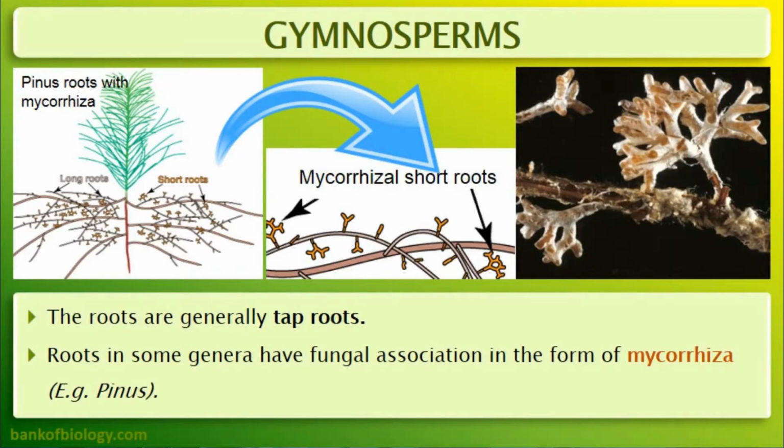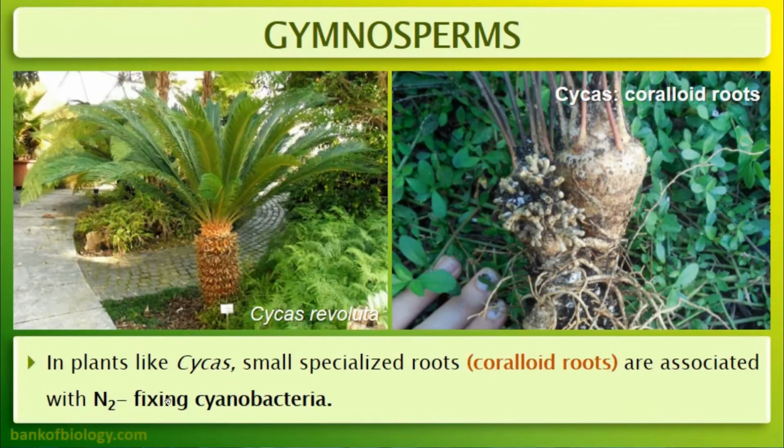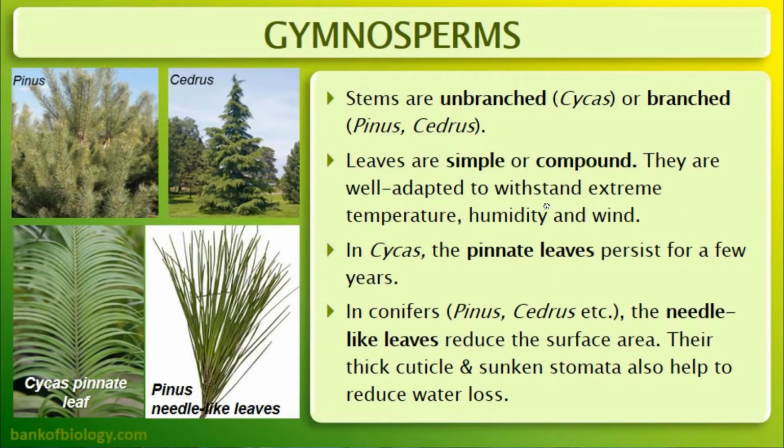In gymnosperms, the roots are generally taproot, and the roots in some genera have fungal association, called mycorrhiza. Example, Pinus. In some plants like Cycas, small specialized roots called coralloid roots are associated with nitrogen fixing cyanobacteria. Stems are unbranched as in Cycas and branched as in the case of Pinus. The leaves are simple or compound. They are well adapted to withstand extreme temperature, humidity as well as wind.